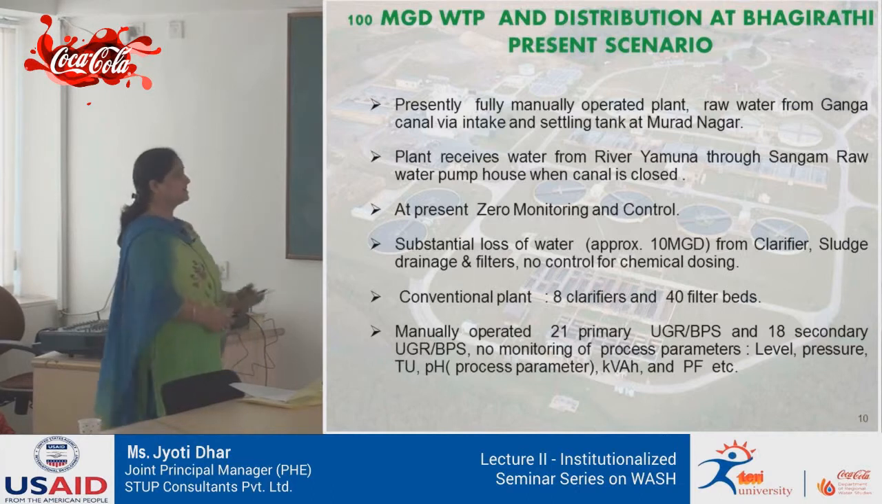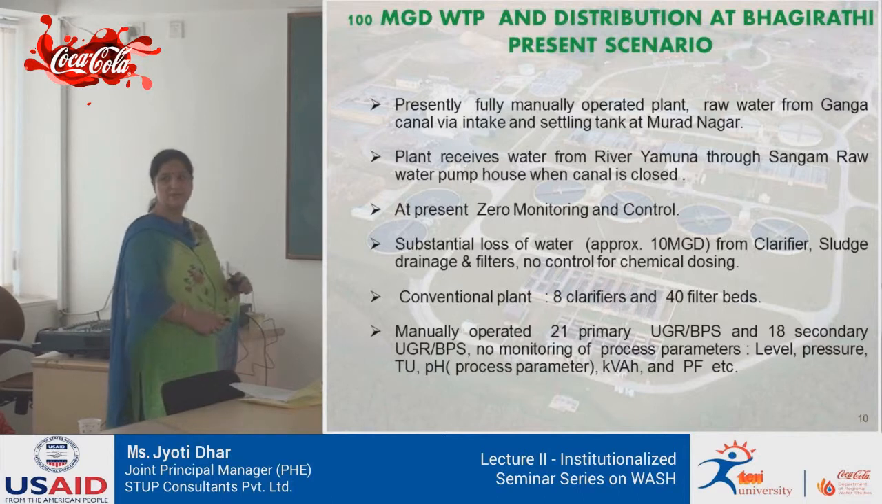Now, the plant receives water from river Yamuna through the Sangam raw water pump house when the canal is closed. At present, there is zero monitoring and control. Then you have substantial losses of water, almost 10 mgd, from clarifiers, from sludge drainage, and from filters. There is no control of the chemical dosing system. It is simply a conventional plant with 8 clarifiers and 40 filter beds, and all are manually controlled.